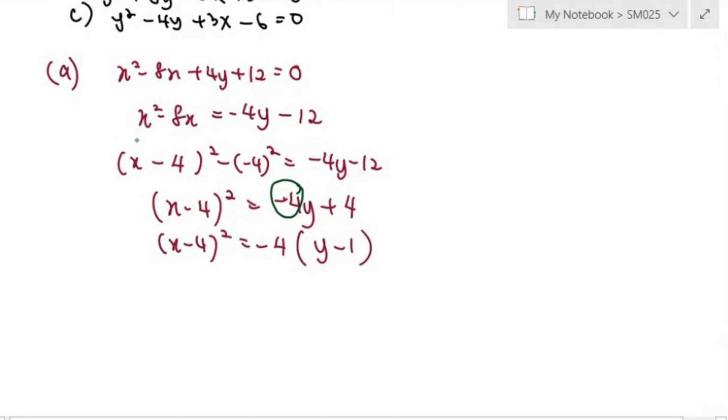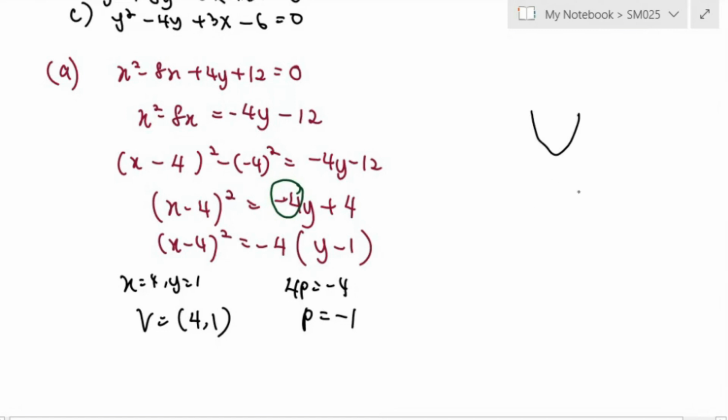Okay, so when we complete the square for a parabola, finish the left hand side first, then we refer to the right hand side, and on the right hand side factorize out everything. So from here we can see x is 4, y is 1, so the vertex is 4, 1. And then 4p is negative 4, means p is negative 1. And then what's your shape? This is x square, so x square will be a smile or a frown, and since your p is negative, it is a frown. So our shape will be going down like that.